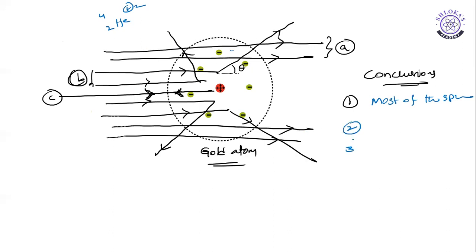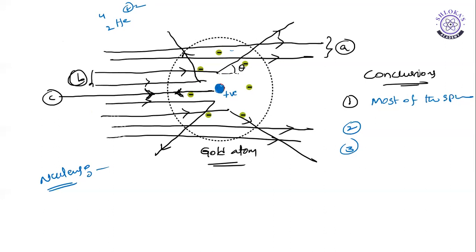Second and third, from the second and third observations, they defined the term nucleus. What is the nucleus? There is a very small region in the atom, present exactly at the center of the atom, where all positively charged and massive particles are concentrated.